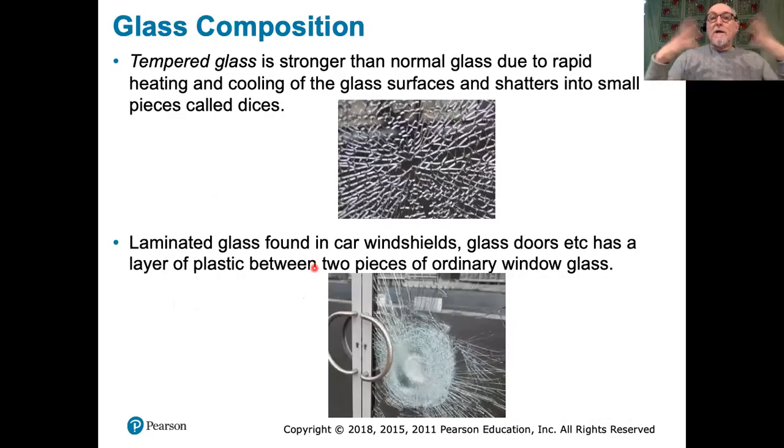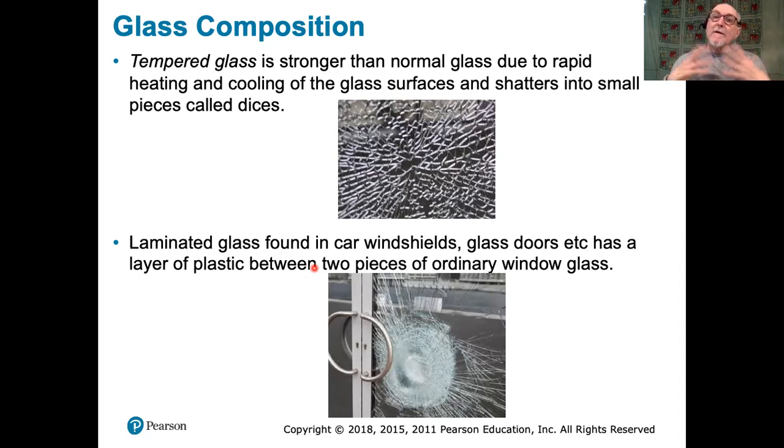Okay, so our ordinary window glass, when you break a window, it shatters into large polygonal pieces with very sharp edges and very often very sharp points, extremely dangerous. If you accidentally put your hand through a window or fall through a window, it can do an enormous amount of damage because of the razor sharp edges that are produced. So for this reason, manufacturers developed methods of toughening glass, but also of making it much safer.